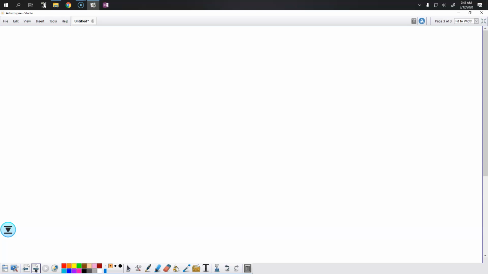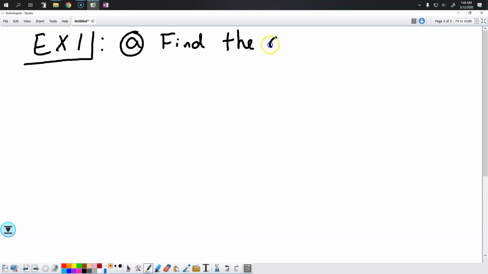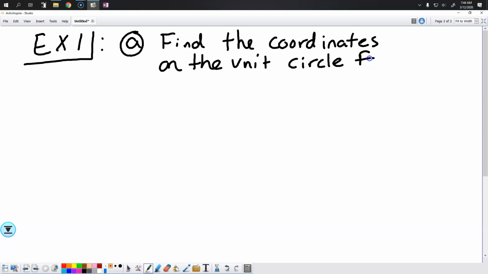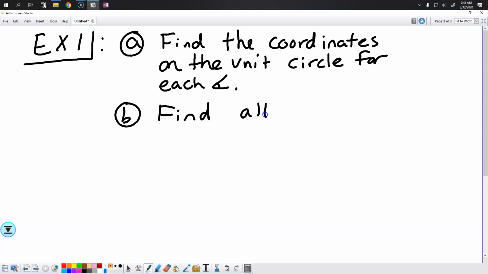So, I want you guys to be prepared for 2 types of questions, but I think we can do them at once because they're really the same question, just 2 different ways. So we're going to do 2 things. First, we're going to find the coordinates on the unit circle for each angle, and then we're going to find all 6 trig ratios as well.